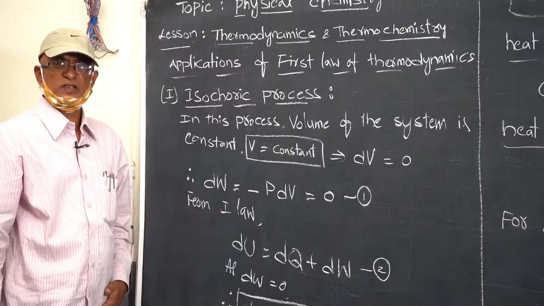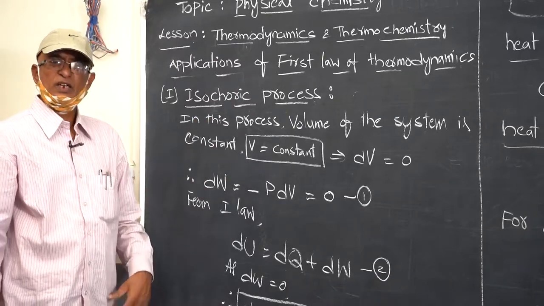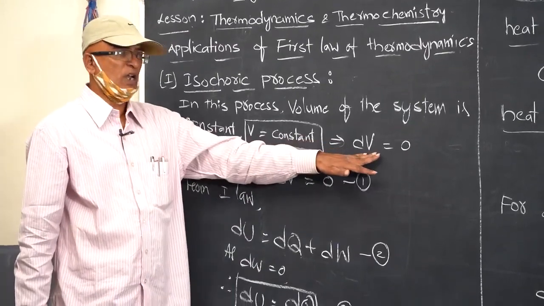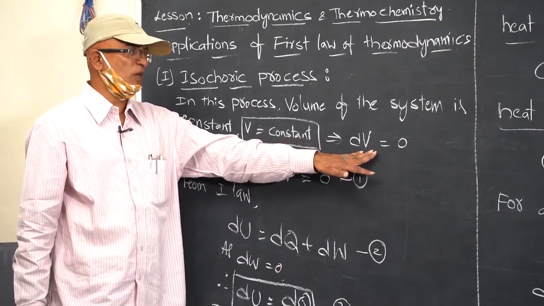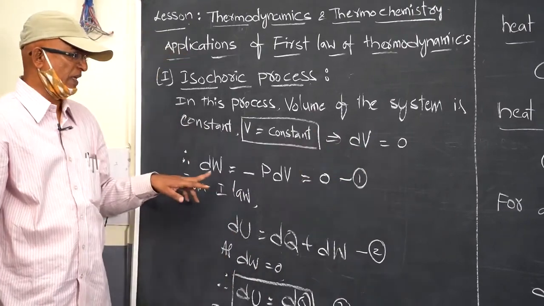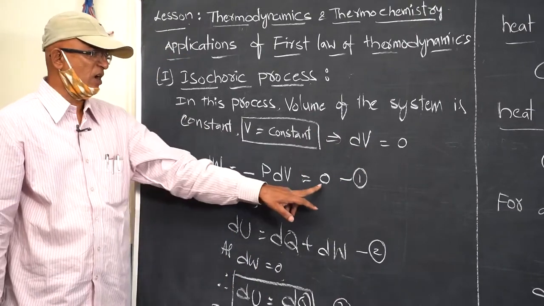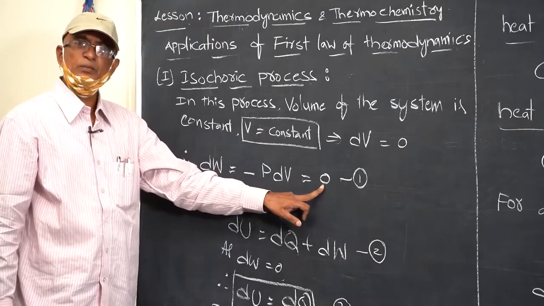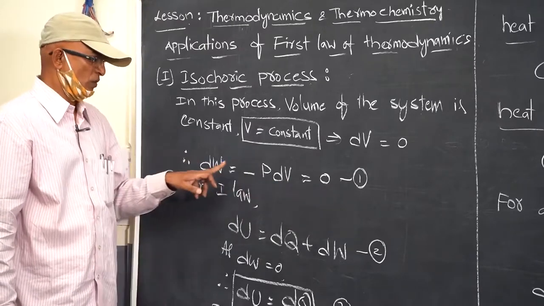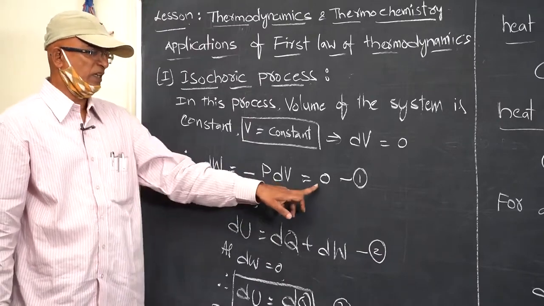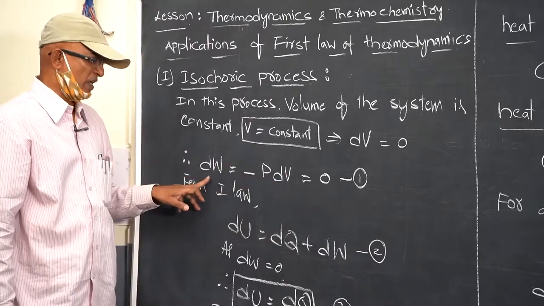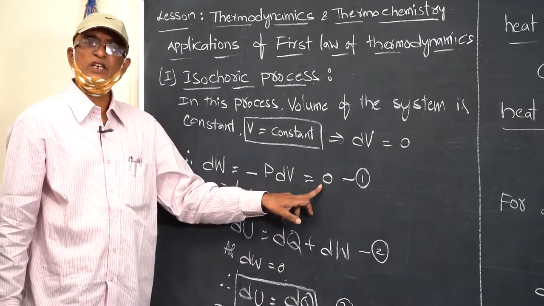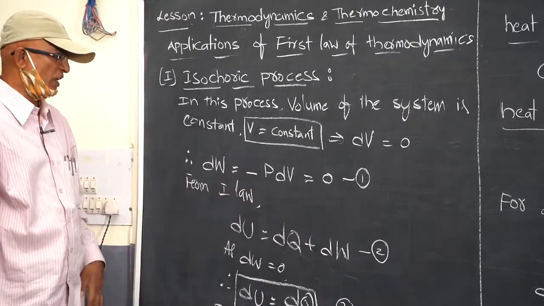In the isochoric process, as volume is constant, no expansion is possible, no compression is possible, and no change in the volume is possible, dV = 0. As a result, the expansion work or the compression work or mechanical work or PV work becomes 0. So the mechanical work is always equal to 0. This is the key point.